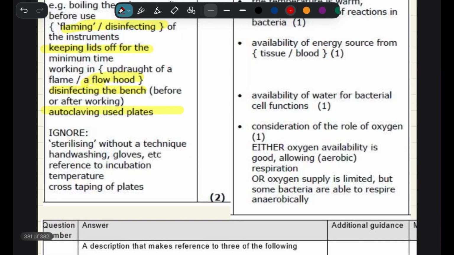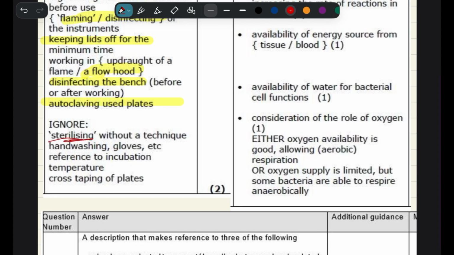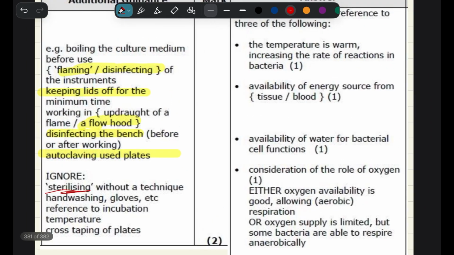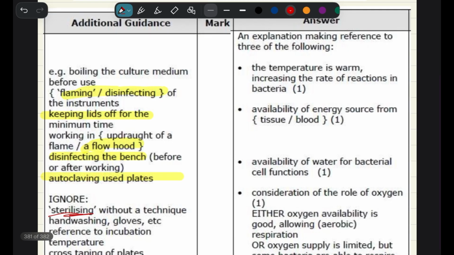Yeah. So just note very quickly, sterilizing normally isn't good enough. So I don't want to say like, okay, wash your hands. Autoclave things, flame the equipment, anything like that, that's really going to help you. But just sterilizing it by itself won't be enough.